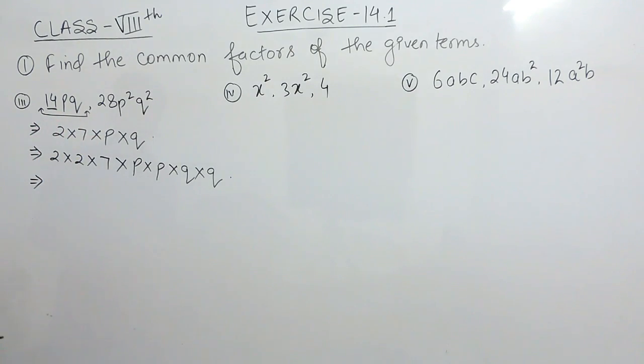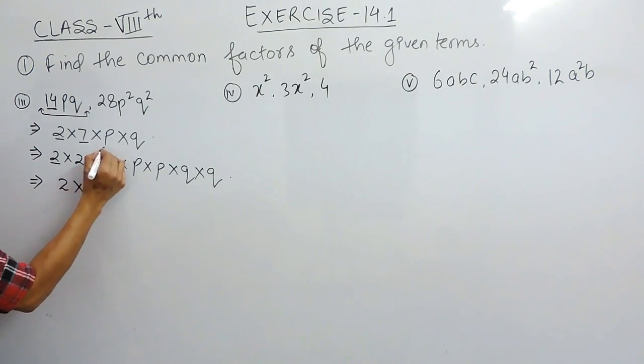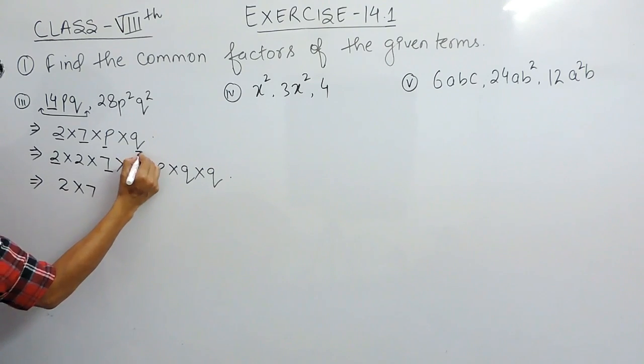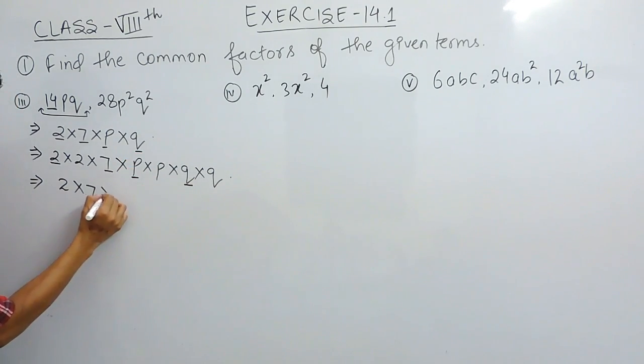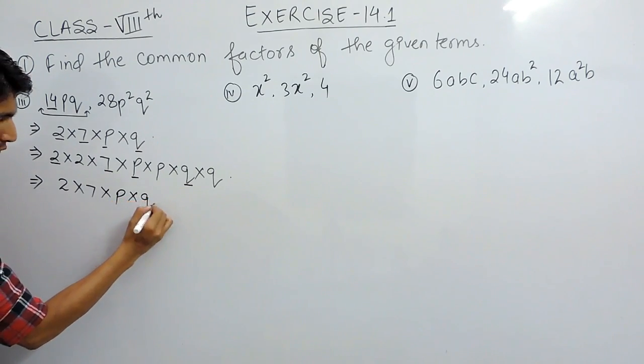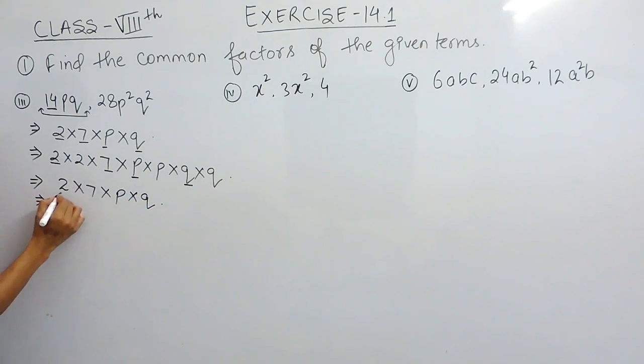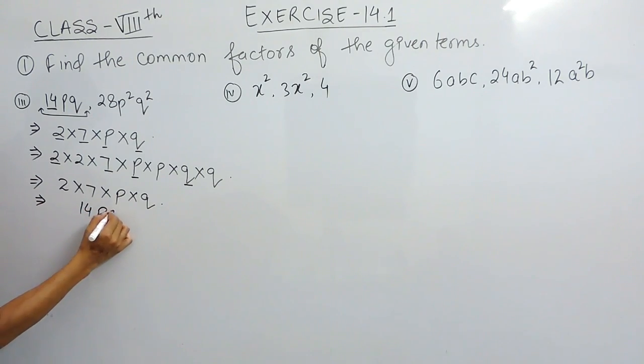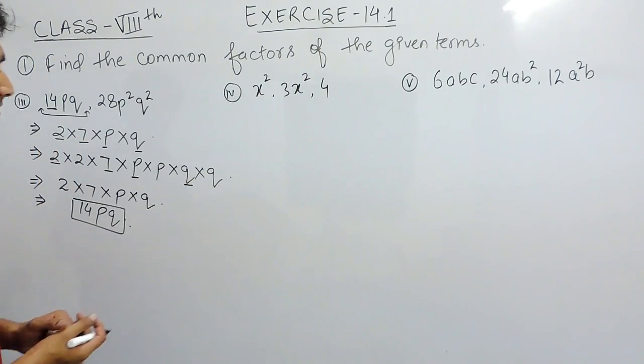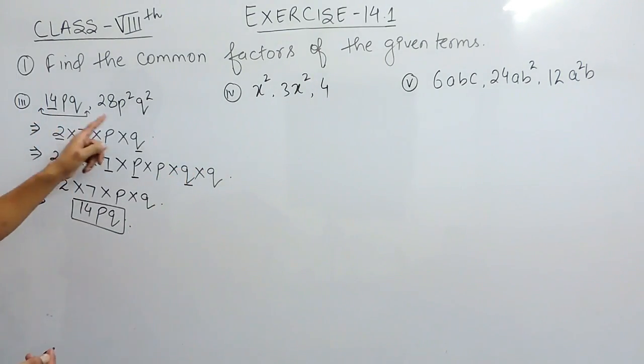Now you have to find the common factors. Here 2 is the common factor. 2 is present in both the terms. So 2 is the first common factor. Now 7 is again a common factor. And there is one p as common and one q as common. So if we multiply, this is 14pq. So this is the common term, these are the common factors of these two terms.